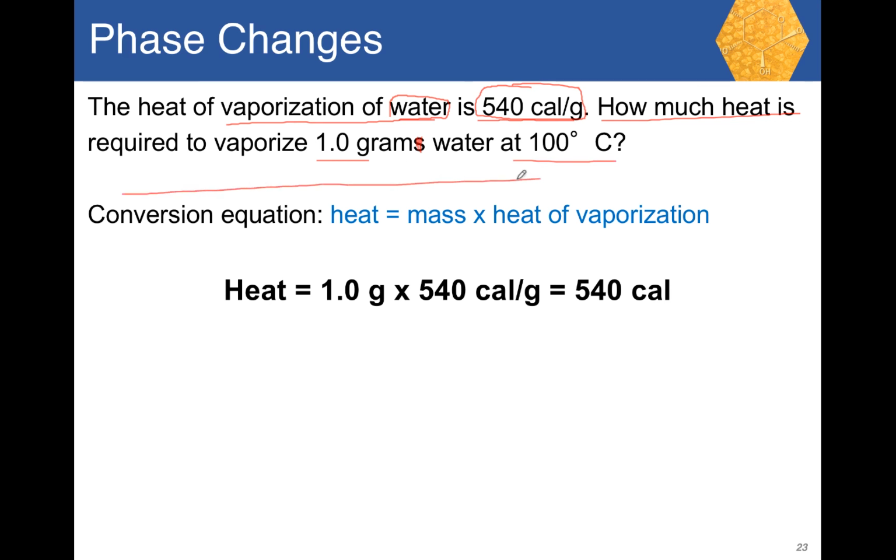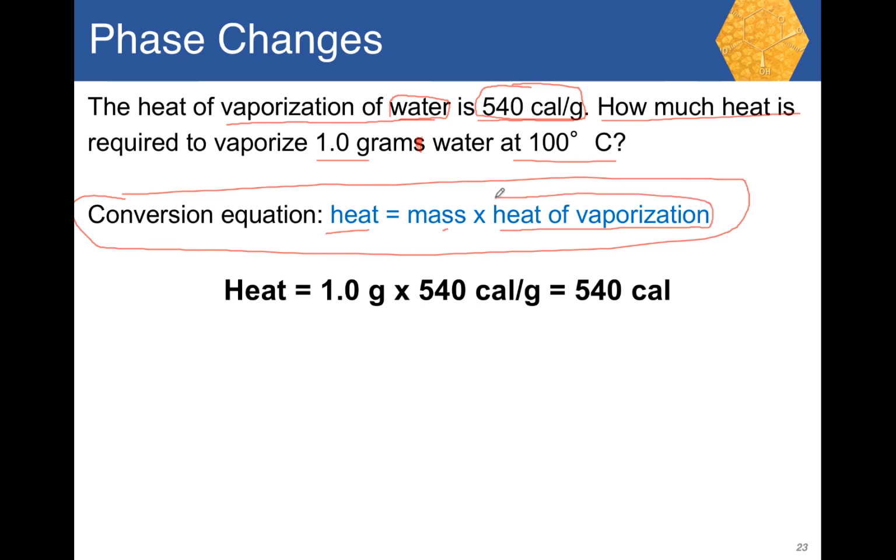The conversion equation is right here. As you can imagine, heat is equal to the mass times heat of vaporization. This is a constant that's given for a particular compound, so it will be given. Your job as a chemist here is just to recognize this conversion equation, which will be given, and utilize that conversion equation to solve the problem to determine heat.